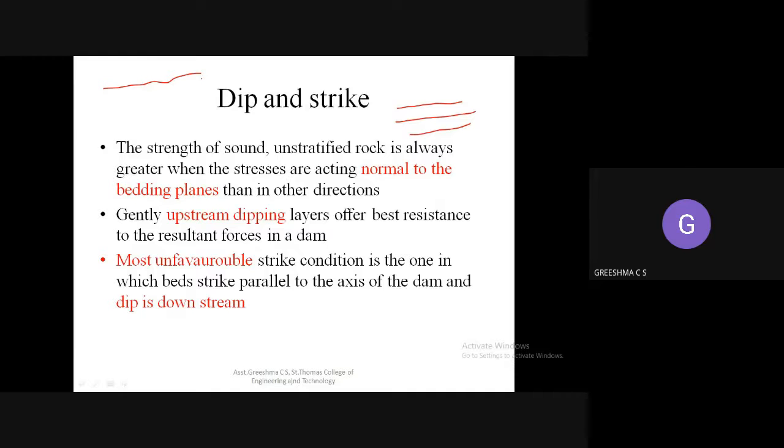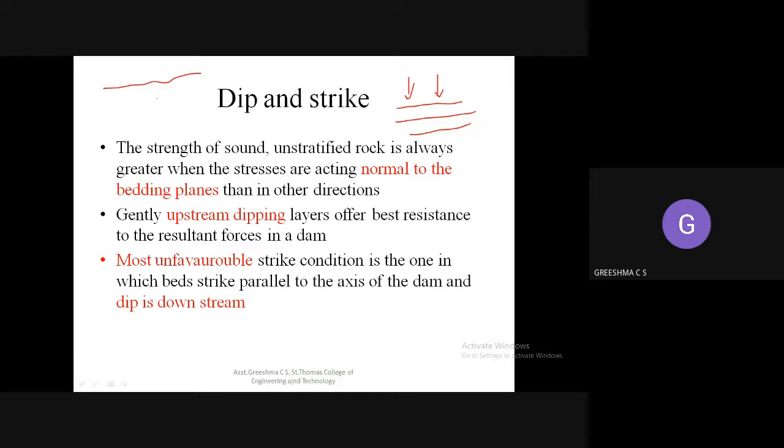Here you can see this is a rock. This rock is actually stratified, that means it is layer by layer. If the force is acting normal to it, now this is one kind of rock. There is another kind of rock which is unstratified. That means the rock is not stratified.